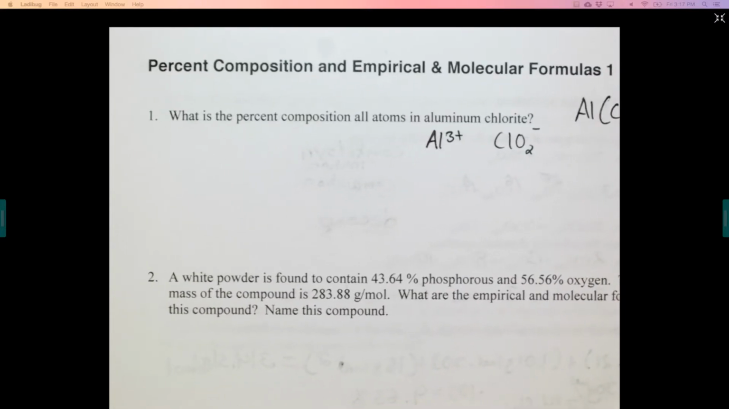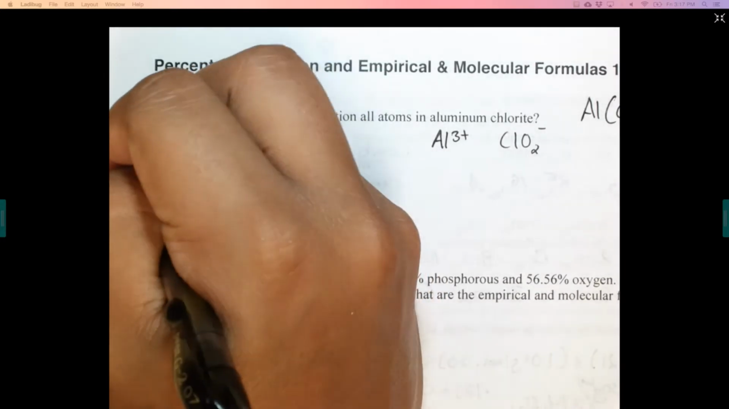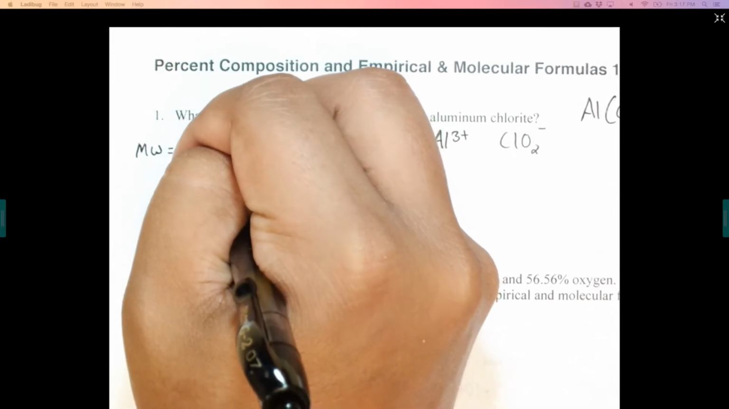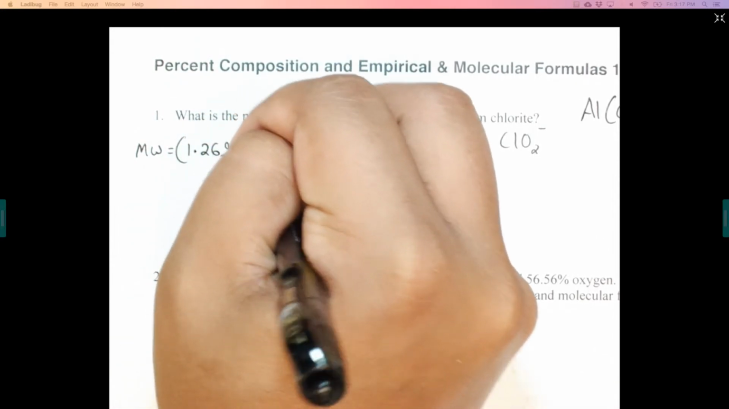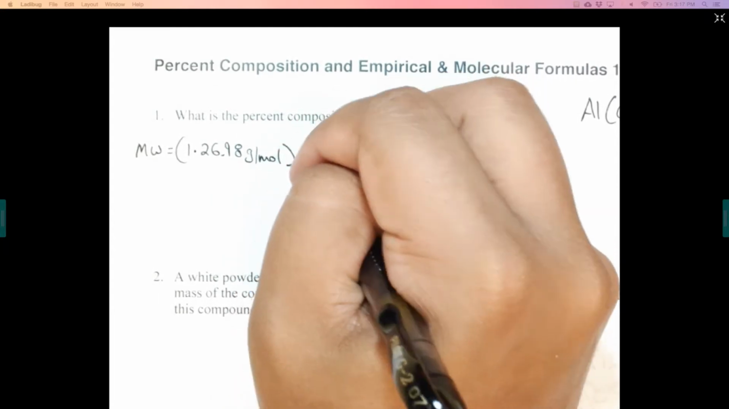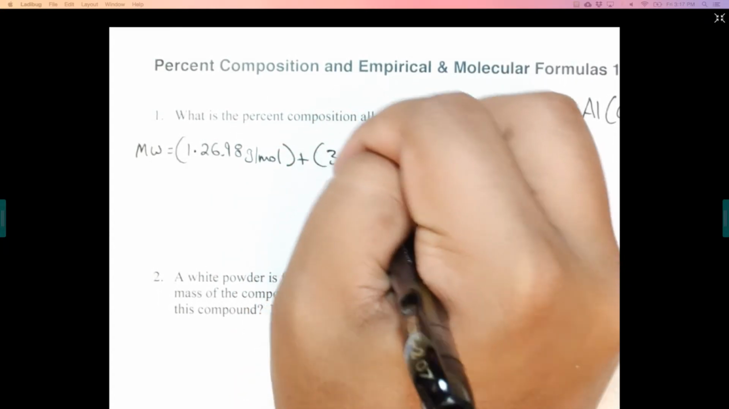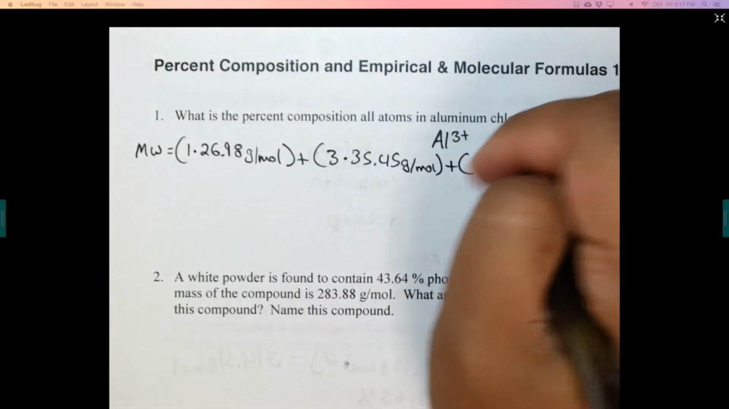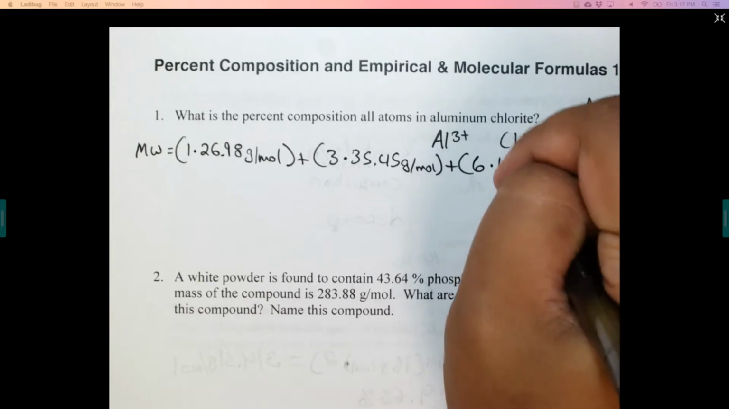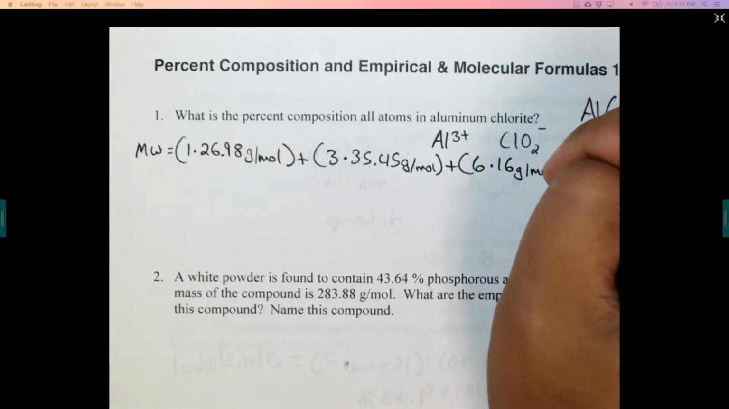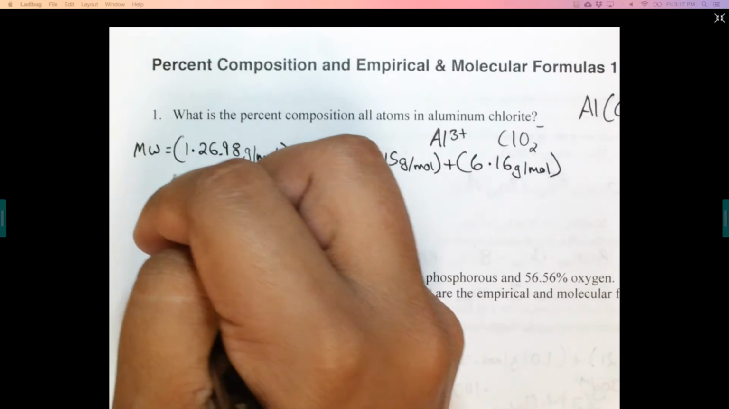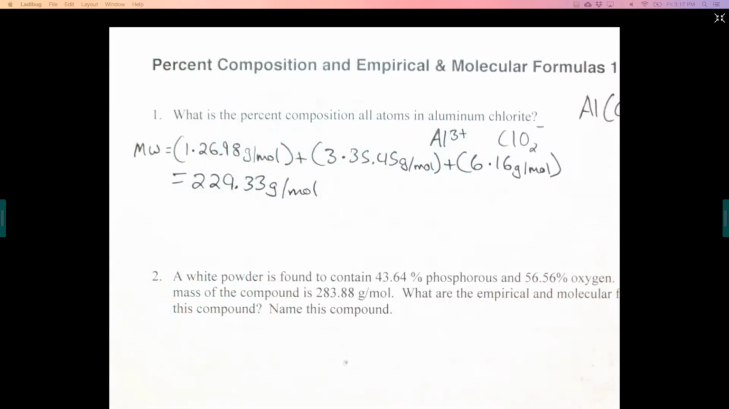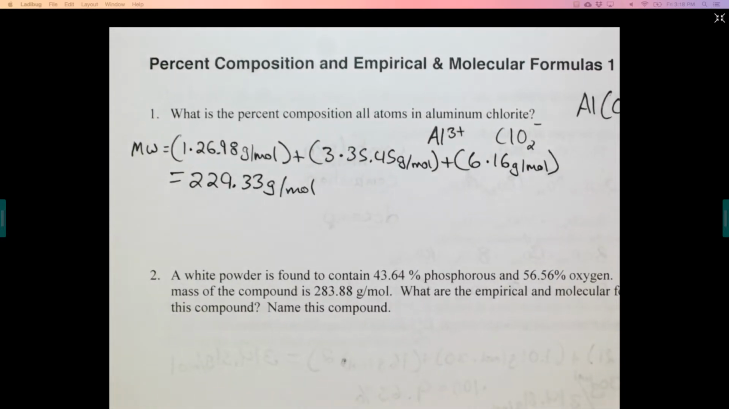Now, if we look at the math here, we want to know the molecular weight, which is equal to 1 times 26.98 grams per mole, which is for aluminum, plus 3 times 35.45 grams per mole, and that's for chlorine, plus 6 times 16 grams per mole, and again, that's for oxygen. And that number gives us 229.33 grams per mole for the molecule, right? That's for our aluminum chloride.